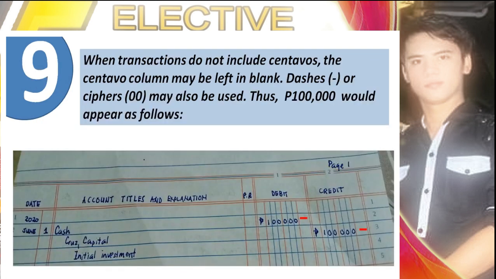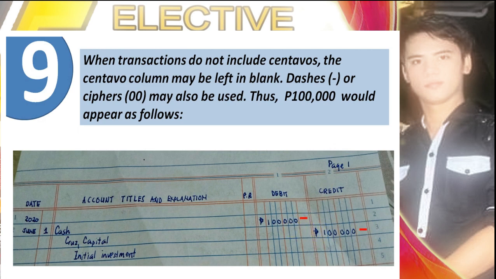Guideline number 9. When transactions do not include centavos, the centavo column may be left blank. Where is the centavo column? This is it, the wider portion, this one. This is the centavo column. So, what if there are no centavos? You can leave it blank, like in our examples. Or you can put a dash. Or you can put 00. So the 100,000 would appear like that.